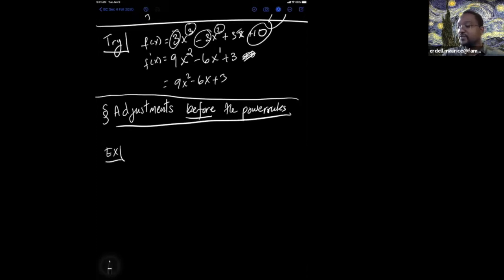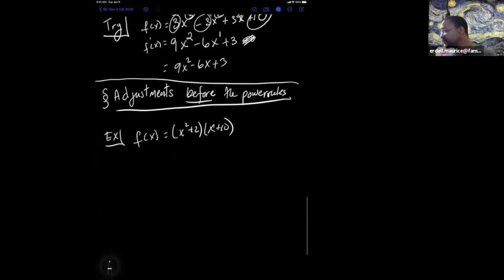Let's start with this example right here. Let's say I have f of x is equal to x squared plus 2, multiplied by x plus 10. Hopefully you can see that this problem can be simplified, right? Before I take my derivative and apply all my fancy power rules, there's some work that I need to do. Namely, this is called the foiling. I have to multiply this thing out before I take my derivative.